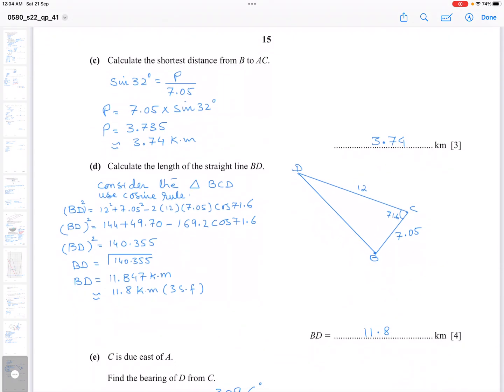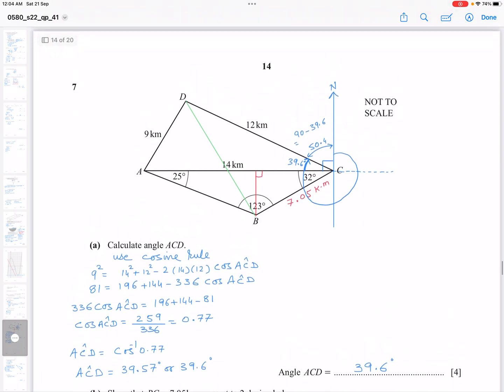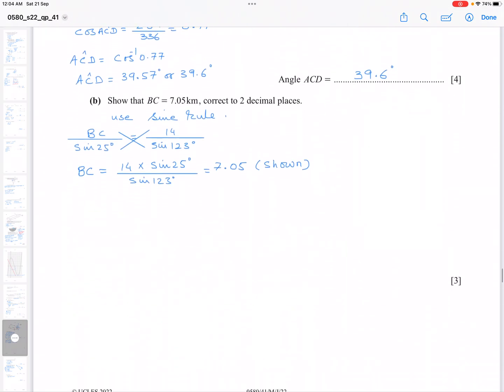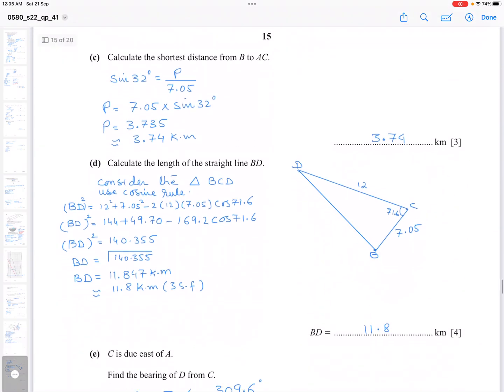Calculate the length of the straight line BD. So this green line is the required straight line BD. So for this we have to calculate. I have drawn it here for your reference.